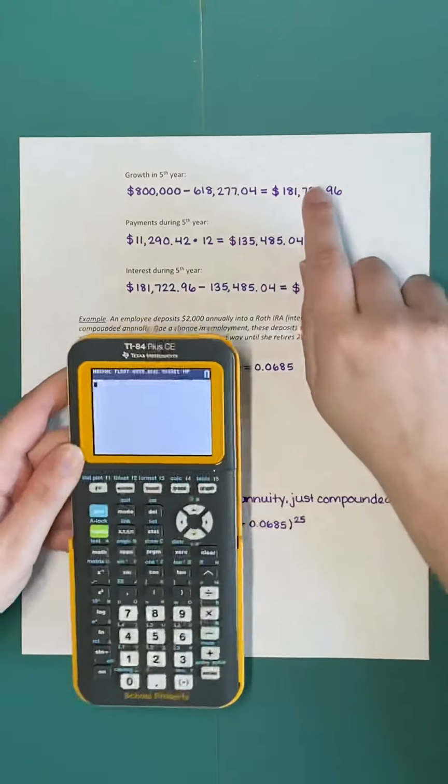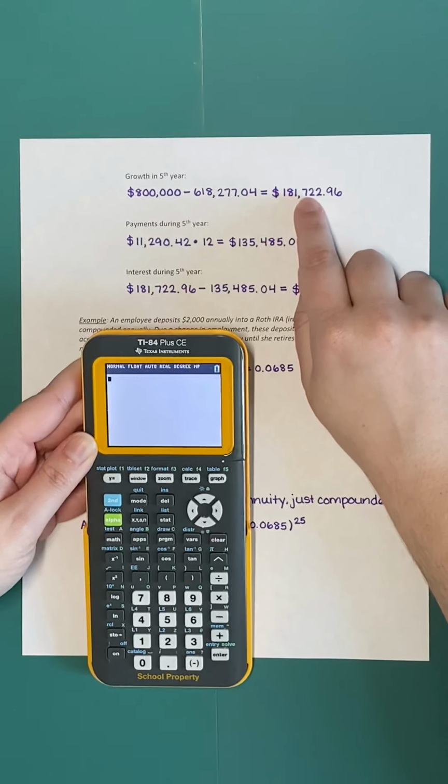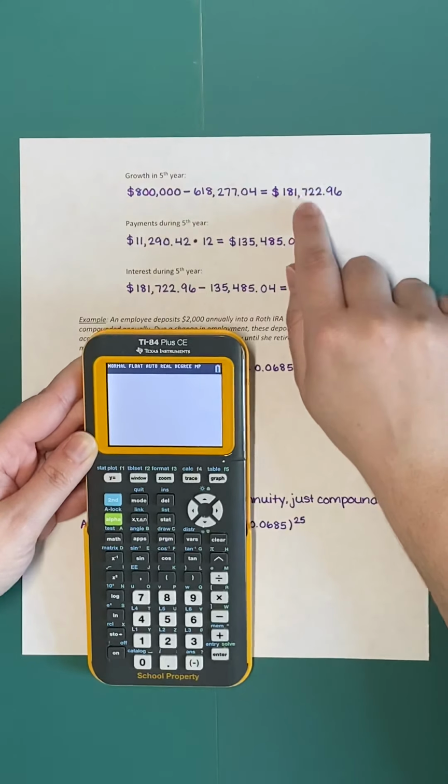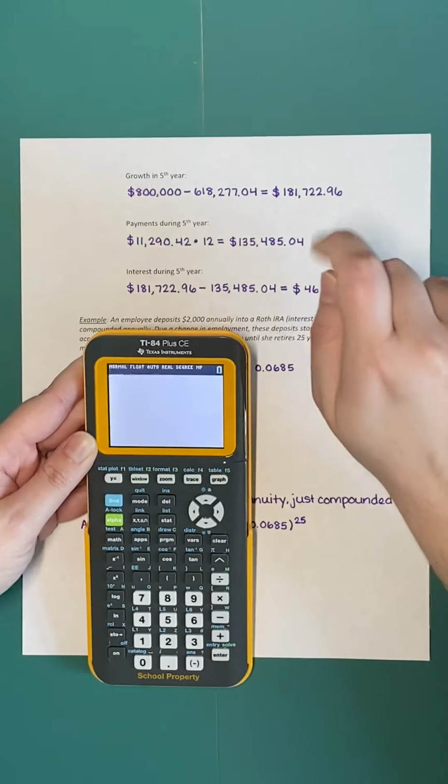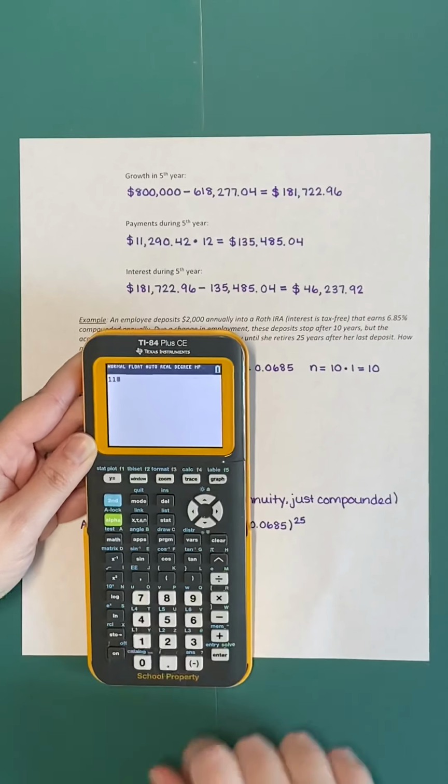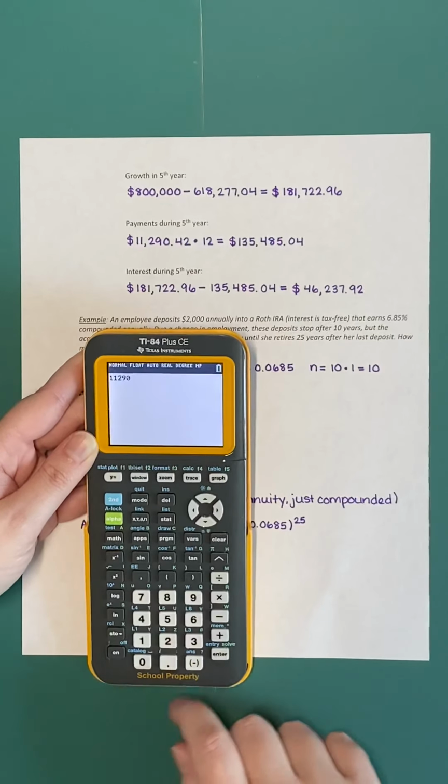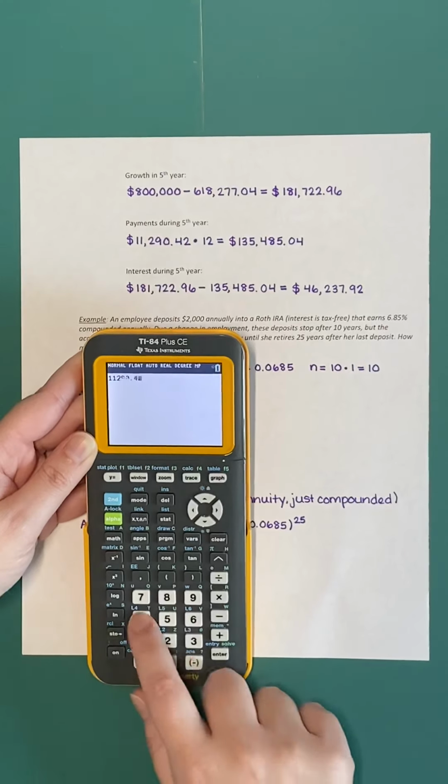So how much of this amount came from our deposits, from our payments, and how much of it came from interest? Well, if we're looking at our payments, each payment we make is $11,290.42.